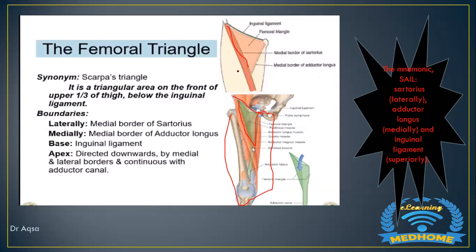If you remember this SAIL, so till now we have studied 3 mnemonics to make remembrance easy: rule of 2 for the rectus sheath, rule of 3 for the inguinal canal, and for the femoral triangle, we have the mnemonic of SAIL.